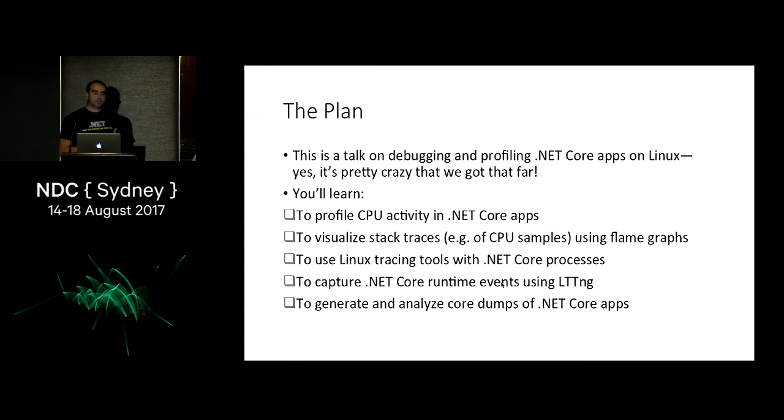We'll talk about some Linux tracing tools, which can be used with .NET Core processes as well, although it takes some tweaking, and we'll talk about the tweaking necessary to make it work. We'll talk about .NET Core runtime events. If you're familiar with CLR ETW events on Windows, things like garbage collection events, just-in-time compilation events, that sort of thing that you can get out of the CLR, this is also possible on Linux with, again, some tweaking, and we'll talk about LTTng, which is the Linux equivalent for ETW that Microsoft has chosen to use.